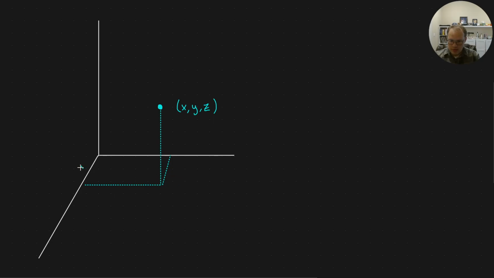Okay, x is how far we go this way, y is how far we go this way, z is how far we go up. So we want a new coordinate system. Maybe I'll make it yellow just to contrast it a little bit more. We need rho. And then this triangle comes down here. We're hitting that XY plane at a right angle. Okay. We need an angle here in the XY plane.